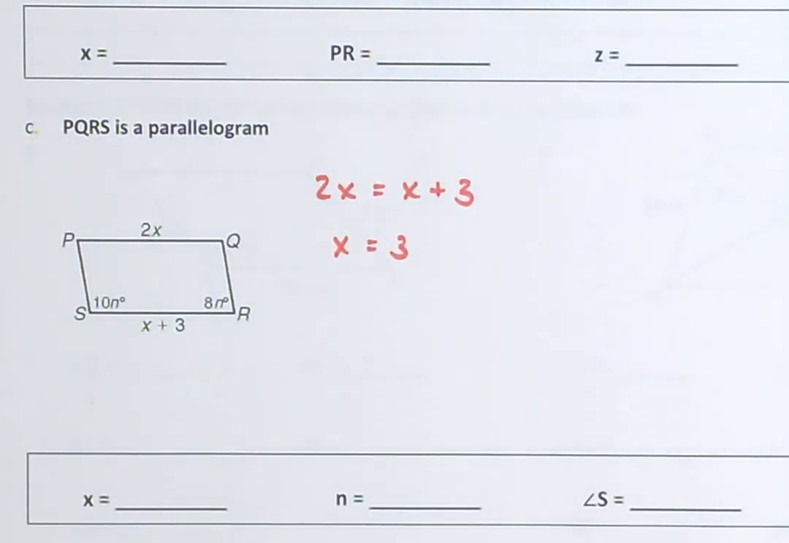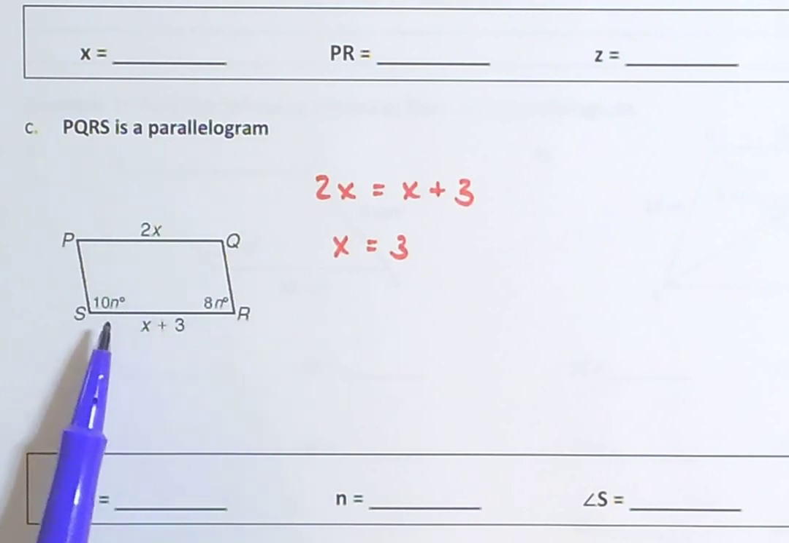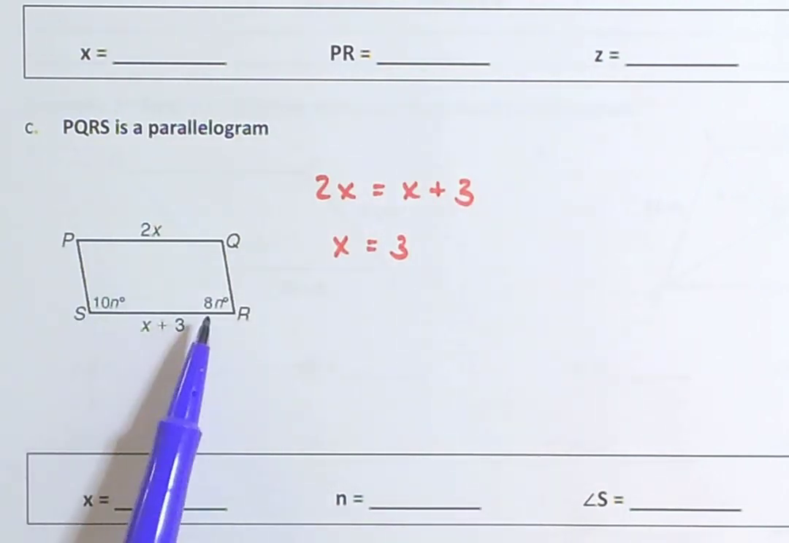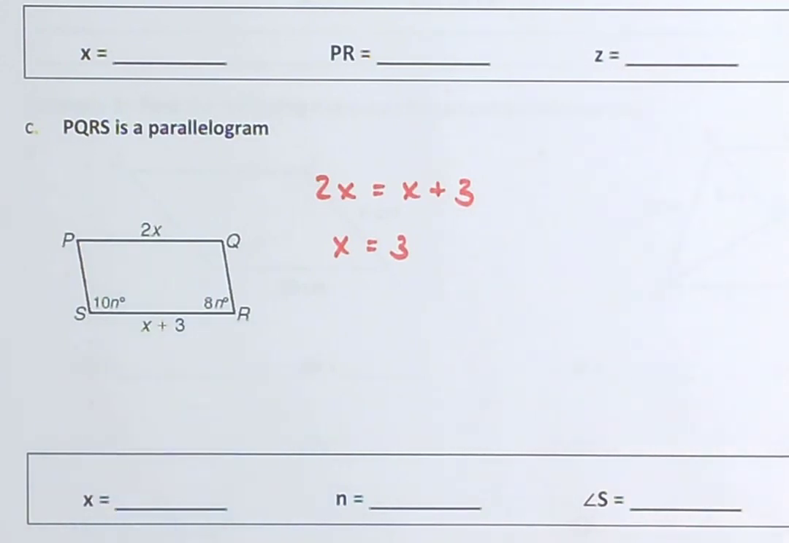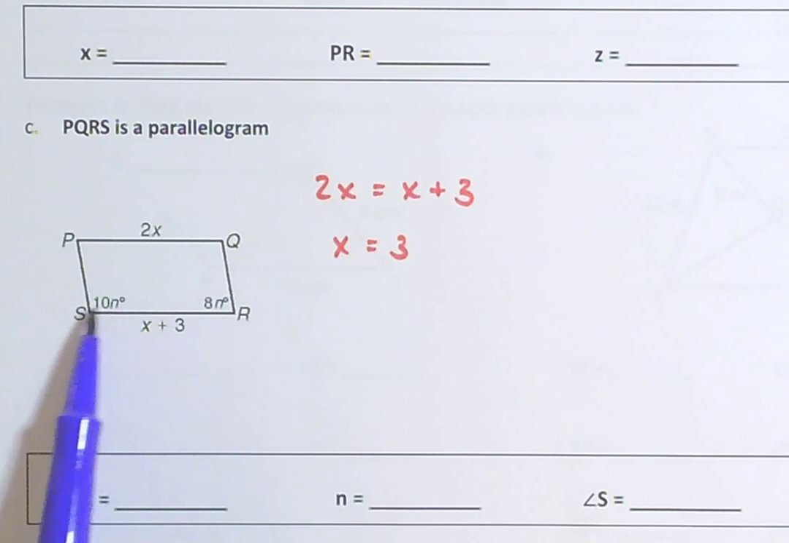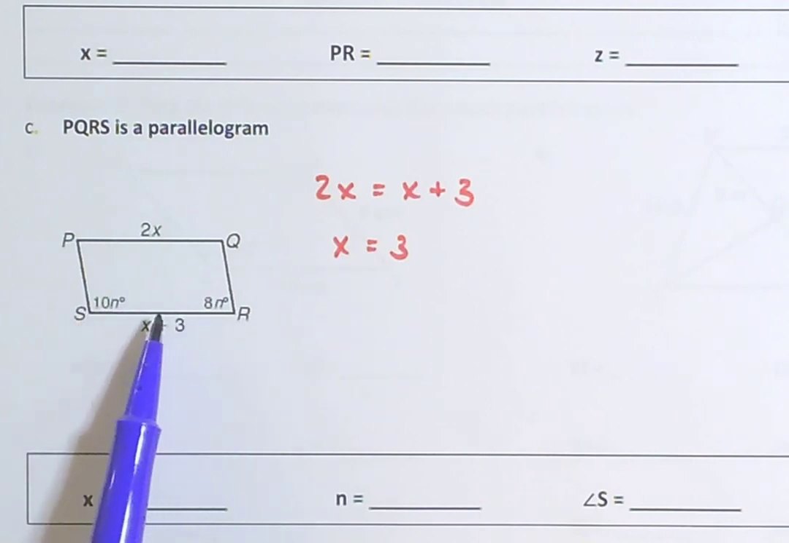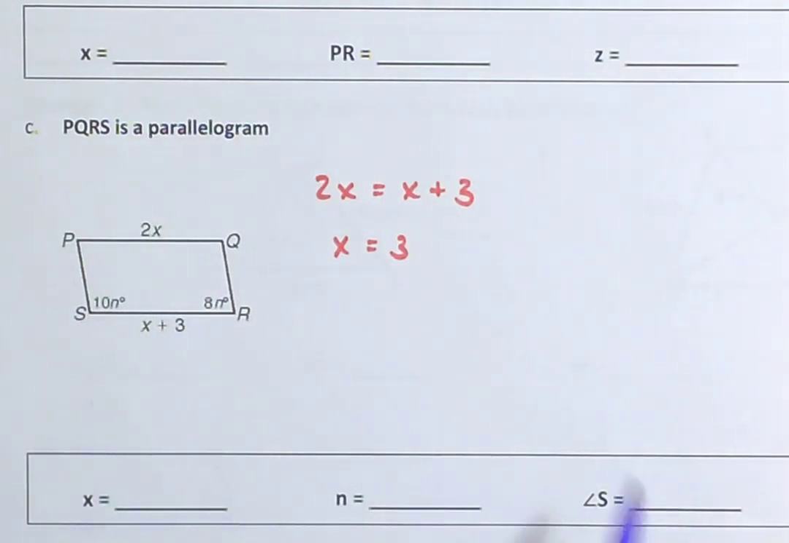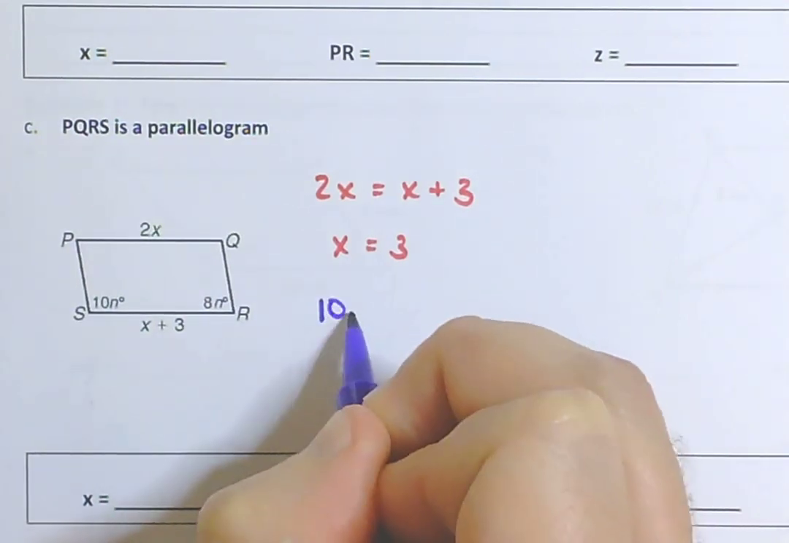Now, if we talk about n, n is talking about the 10n and the 8n. So the 10n is on angle S, and the 8n is on angle R. Okay, so I know two things about angles. Opposite angles are equal. Consecutive angles add up to be 180 degrees. These are not opposite of each other, so they are not equal to each other. Because they are next to each other, they are consecutive. And the thing we know about consecutive is that they add up to be 180 degrees.